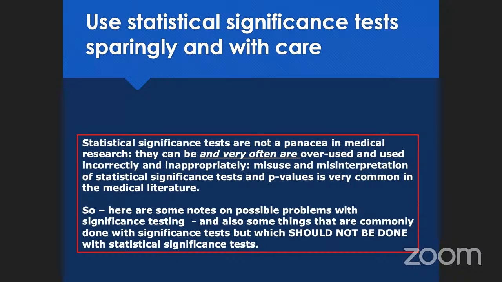Statistical significance tests should be used sparingly and with care. In medical research they can, and very often are, overused and even incorrectly used, with inappropriate misuse and misinterpretation of the statistical significance test and the p-value, which is very common in the medical literature. So here are some notes on the possible problems with significance testing, and also some things that are commonly done with significance tests but shouldn't be done.